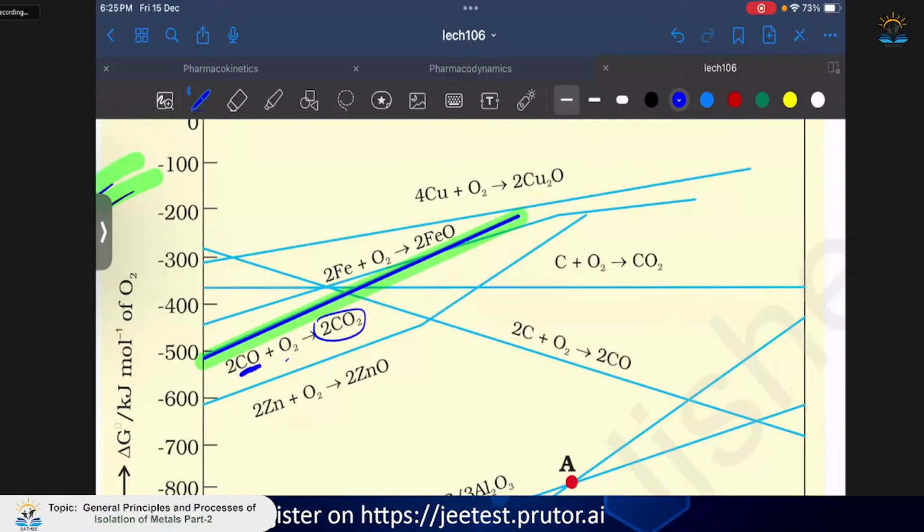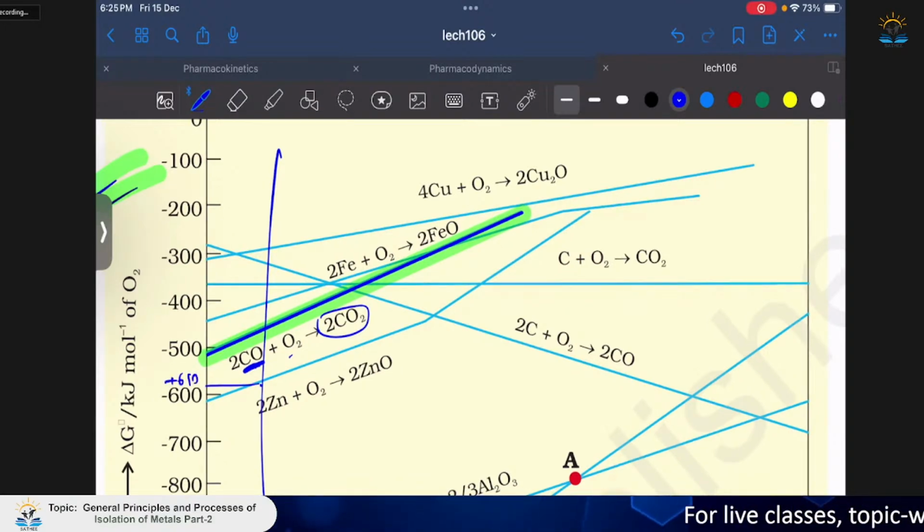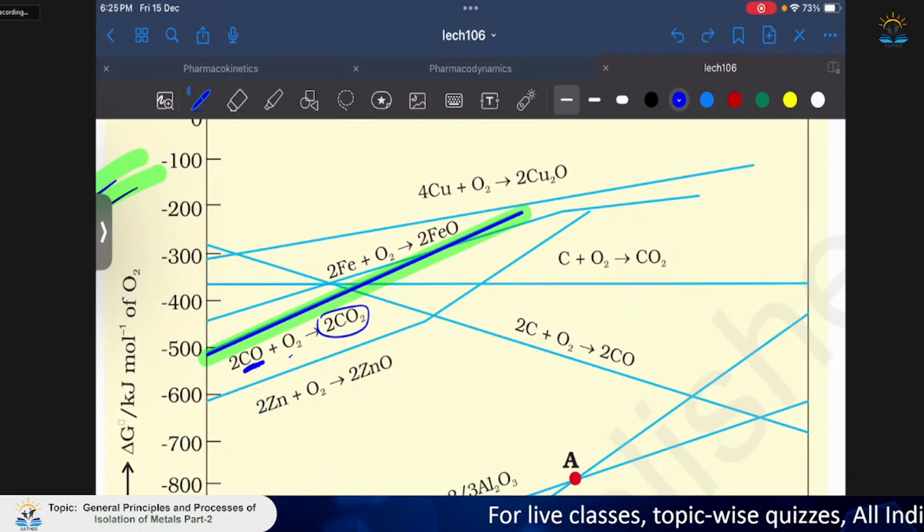Can you find such a temperature? Let us see. At this temperature, suppose this temperature is X. Delta G for carbon monoxide to carbon dioxide is minus 500, and the delta G for the zinc reaction is somewhere around plus 610, we can say. So this will result in a positive delta G. So this is not the temperature we are looking for.